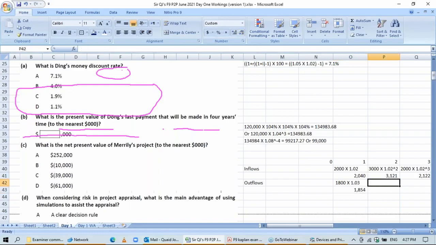In year 2, the outflow amount is 2,500. So it will increase 3% two times, first in year 1 and then again in year 2. So over here, you put a power of 2 and you get 2,652 in year 2.